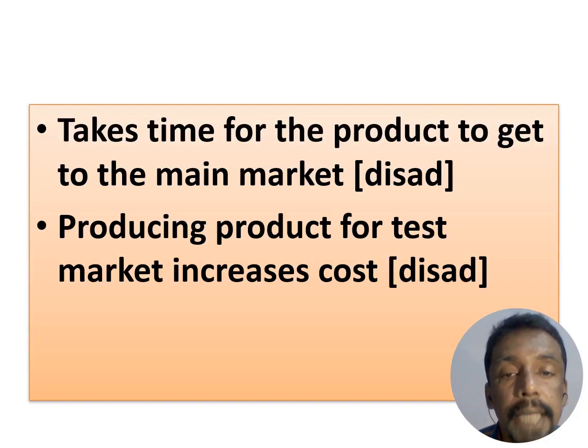Disadvantages. It takes time for the product to get to the main market because first it has to go through the test market. Producing product for test market increases cost. It's expensive to first produce products for the test market and then for the whole market. It's pretty expensive for the business.